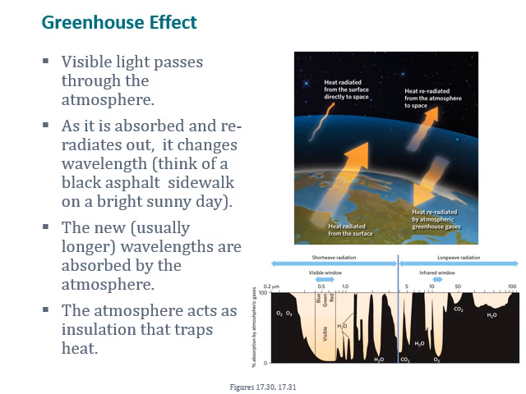Well, why is this important? Visible light passes through Earth's atmosphere. As it is absorbed and re-radiates out, that wavelength changes. So think about a black asphalt sidewalk on a bright sunny day. The new and usually longer wavelengths are absorbed by the atmosphere, which acts as an insulator and traps the heat. So you can see in the diagram on the bottom an example of shortwave radiation and longwave radiation in their ability to be absorbed by atmospheric gases.